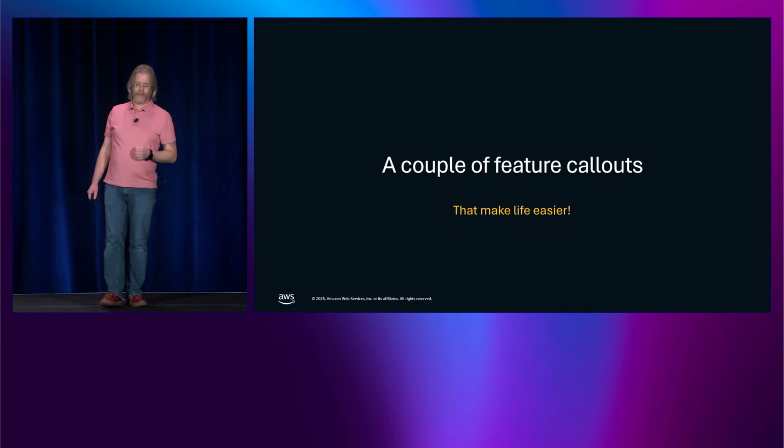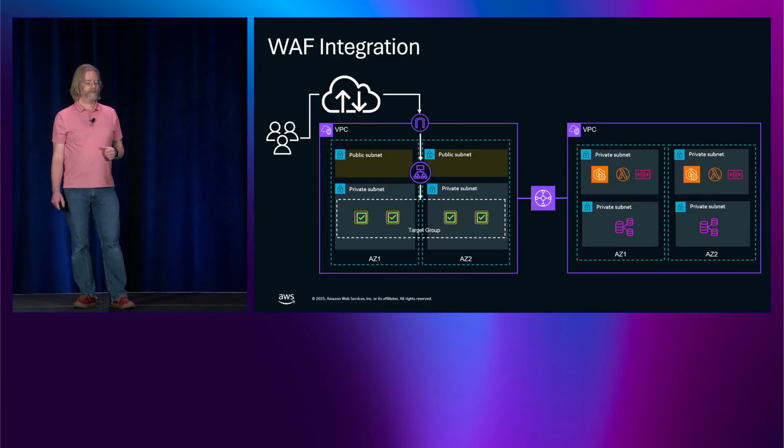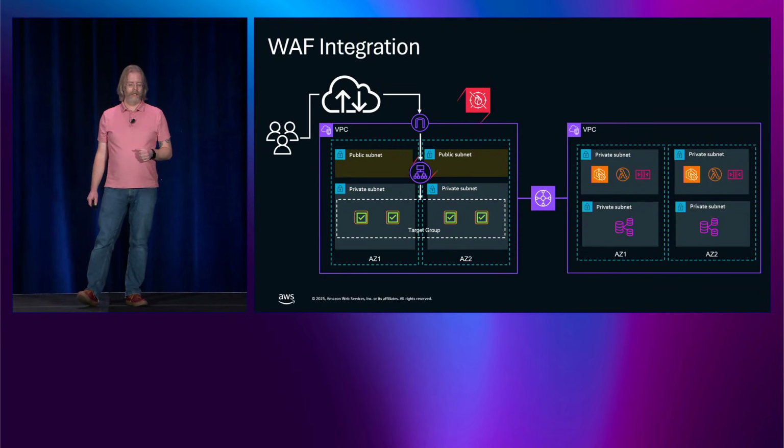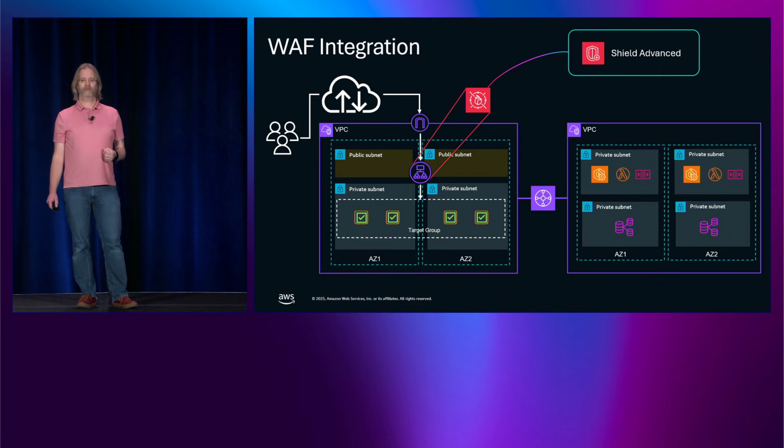Let's do a couple of callouts, features that make life a little bit easier, right? You may be using some of these yourself. For ALB, we have something pretty cool, WAF integration. Now, WAF doesn't live inside of the ALB. The ALB actually connects with it on the back end. And WAF allows us to do a couple of things, of course. You can use WAF for getting Shield Advanced, right?